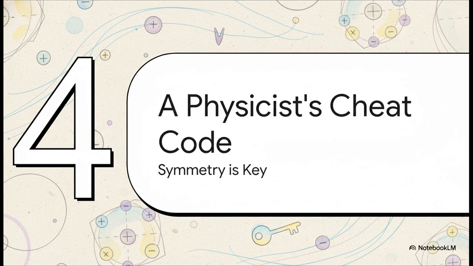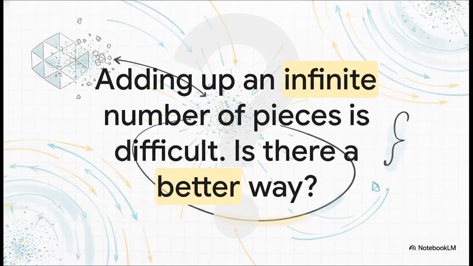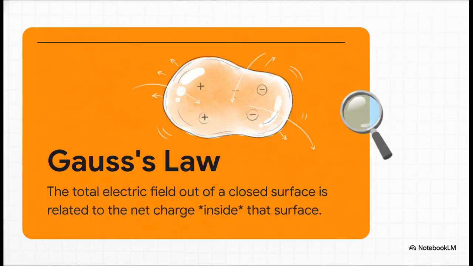And all of that difficulty leads to a really important question. If the math gets this complicated, this fast, for something as simple as a ring, there has to be a better way, right? There must be some kind of physicist's cheat code. And you'll be happy to hear there absolutely is. Yeah, that whole process of trying to add up an infinite number of tiny pieces is just, it's too much. It's not sustainable. We really, really need a shortcut, a more elegant way of thinking about the problem. And that shortcut has a name. It's Gauss's law. And honestly, it is a total masterpiece of physical insight.